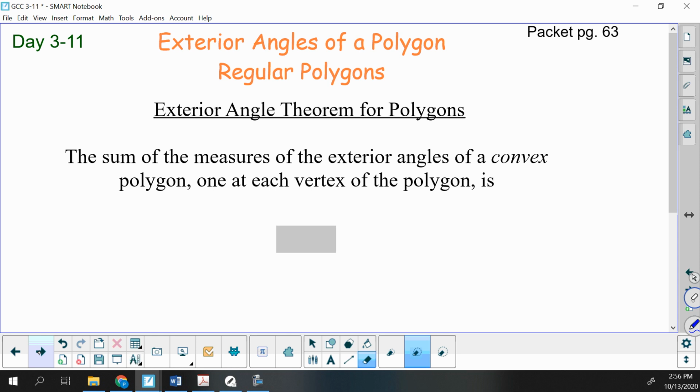The sum of the measure of the exterior angles in a convex polygon, so one where it doesn't jut inward, with one exterior angle at each vertex, is 360 degrees. And that's it. That's always going to be true. It doesn't matter how many sides you have, the exterior angles will always add up to 360. Doesn't change. When you change the figure, the exterior angles will always add to 360.